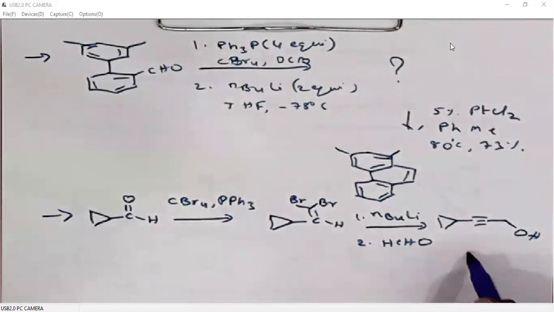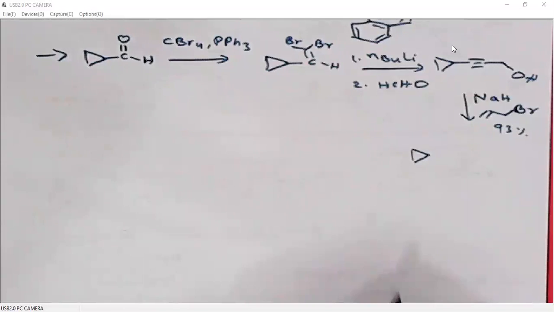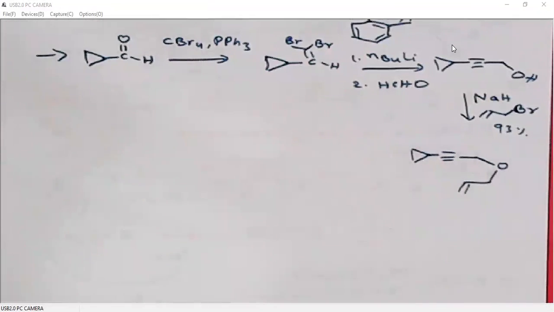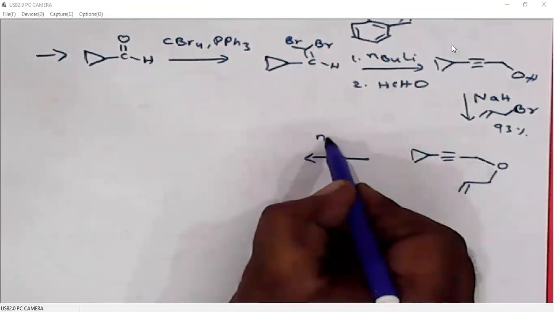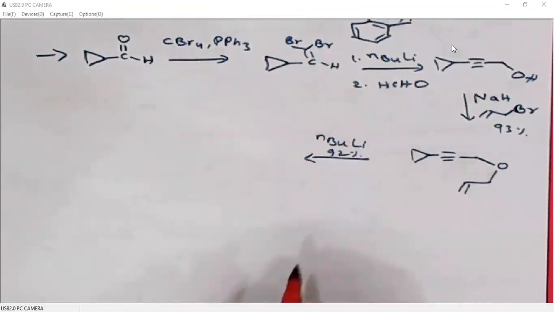Now propargyl alcohol can be protected or can be allylated using allyl halide. So allylation generates this compound. See, it is a good substrate for Wittig rearrangement. So when it is treated with n-butyl lithium, it undergoes 1,2 rearrangement.